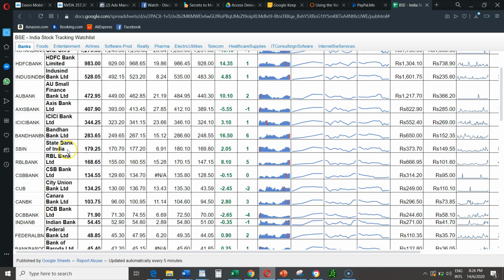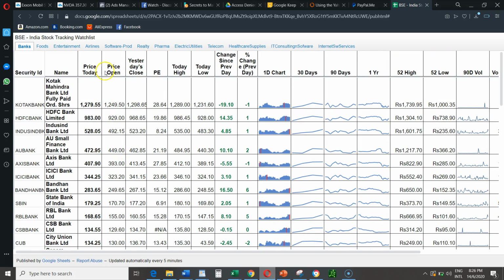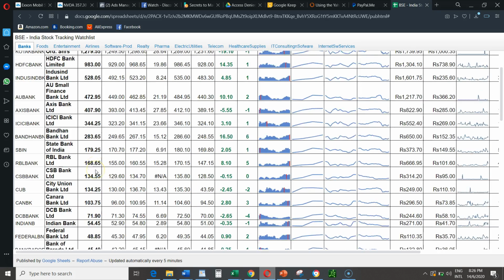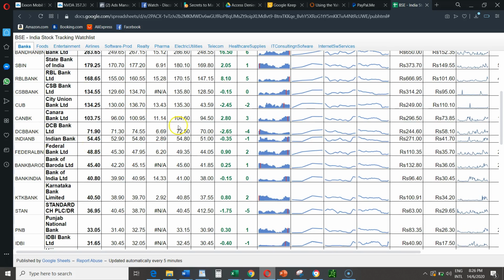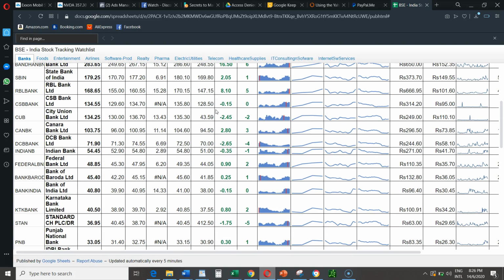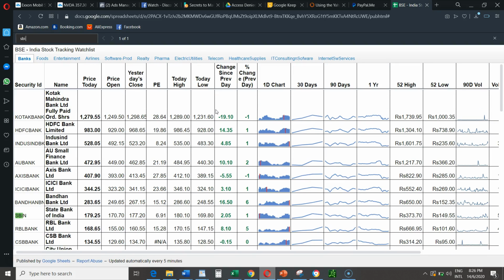And then I can see that, okay, that is State Bank of India. So if you see the price open and today's high and low, then you can see that for State Bank of India. Okay, so now I can't find it. So what I do is I do a Control F and then I look at SBI. Okay, that's how I find it. Control F. So this is 170 and 177. All right, so this is where we get some guess.